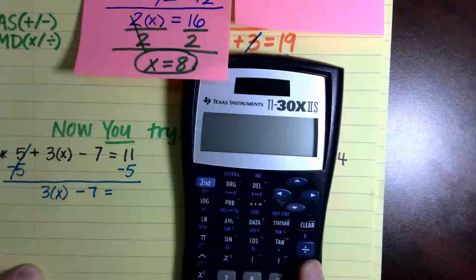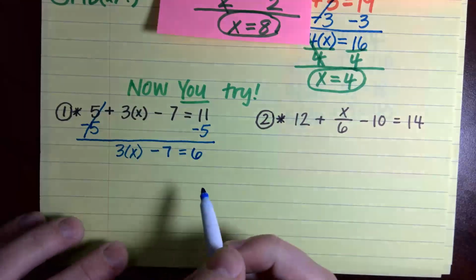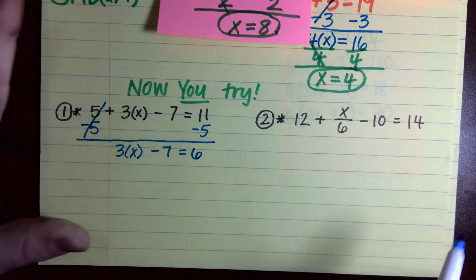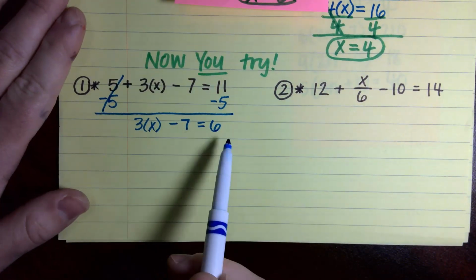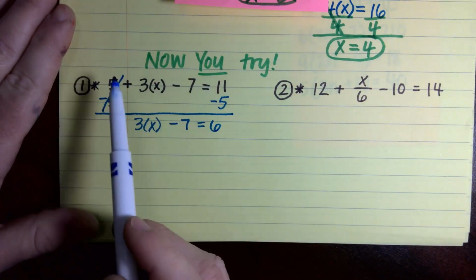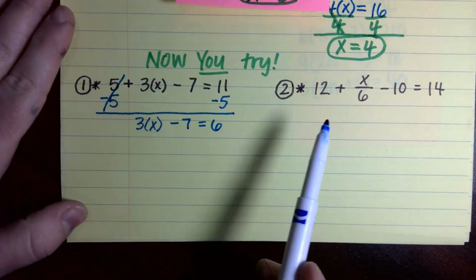11 minus 5. Oh, y'all, I'm silly. It's 6. You're so right. I make mistakes too. Okay, now we have 3 times x minus 7 equals 6. We still have those 2 addition problems or subtraction problems that we're trying to get rid of.